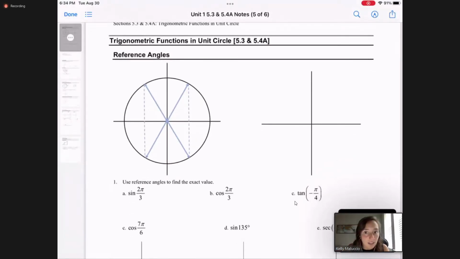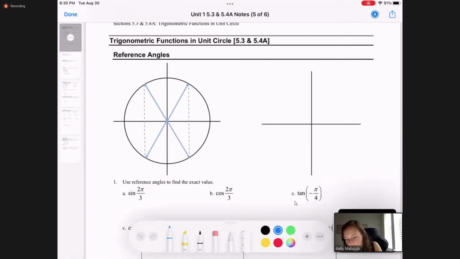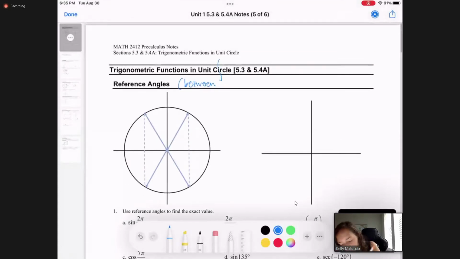So let's get started. If you did print this, or if you're pulling it up, this is a separate file. I separated these, so you should be able to pull this one up as well. And if you have them all in the one big file, we're just moving on. Okay, so reference angles. Something good to note here: we always want them between 0 degrees and 90 degrees.